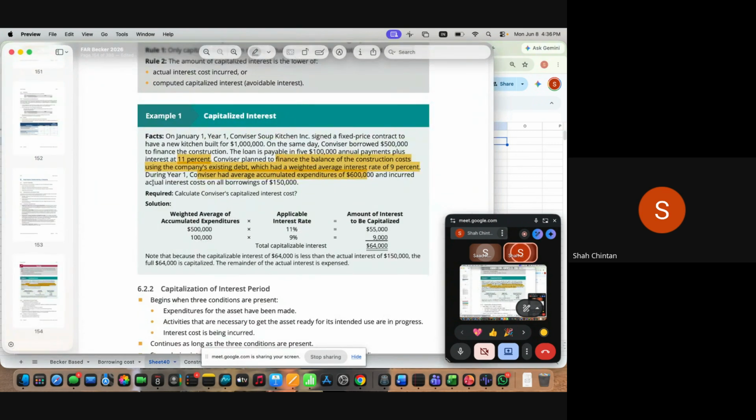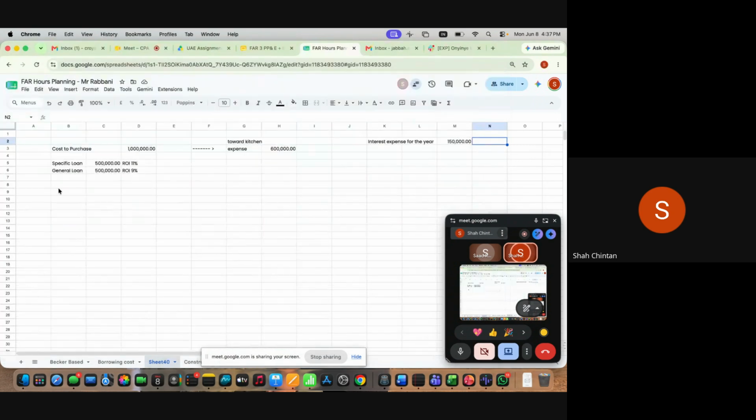And the company has incurred the actual interest cost on all the borrowings which the company has. Let's say the company has 25 loans running, and the total interest cost of 25 loans is 1,50,000. The question is, in the year 1, how much interest can you capitalize? So to solve, I'll give you a template. You have to use a template always. It will give you the right answer. So step number 1, you have to calculate the interest rate.